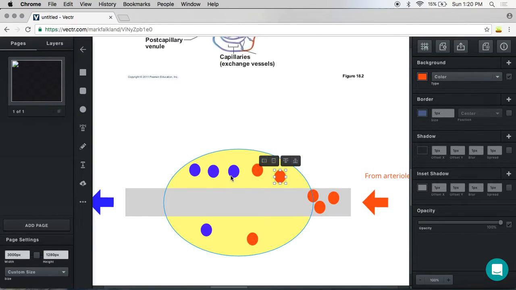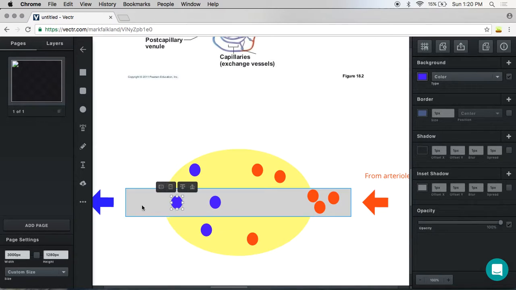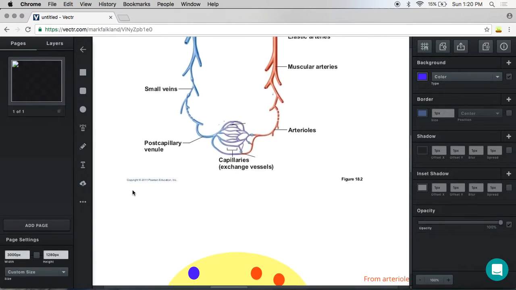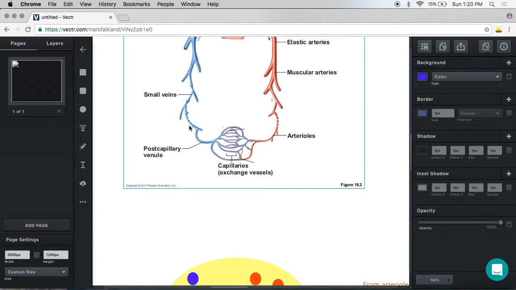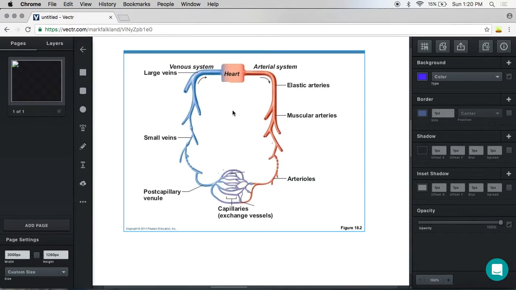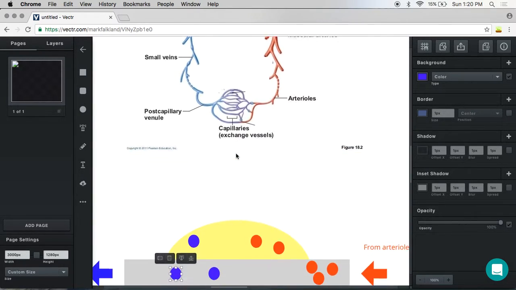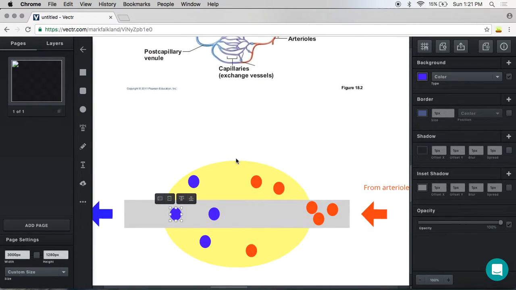And then into the capillary will diffuse some carbon dioxide, because we've got a high concentration of carbon dioxide in the cell, but at this point, it's fairly low in the blood. So we've got carbon dioxide diffusing in, and then it flows out of the capillaries, and then goes into the venules, and eventually back to the heart here. So that's just a little bit about how gas diffusion in the capillaries works.